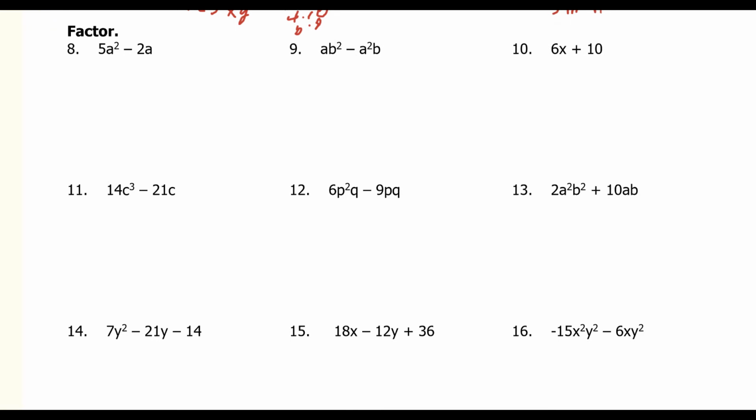Alright? Number 8 is asking us to factor. Alright, so what we need to do is look at these numbers first. Is there anything that goes into both 2 and 5? Well, we happen to know that there is nothing that will go into both of those numbers. But what we do have is this a squared and an a here. Now what we can do is go a on the outside of 5a minus 2. And there we have it.